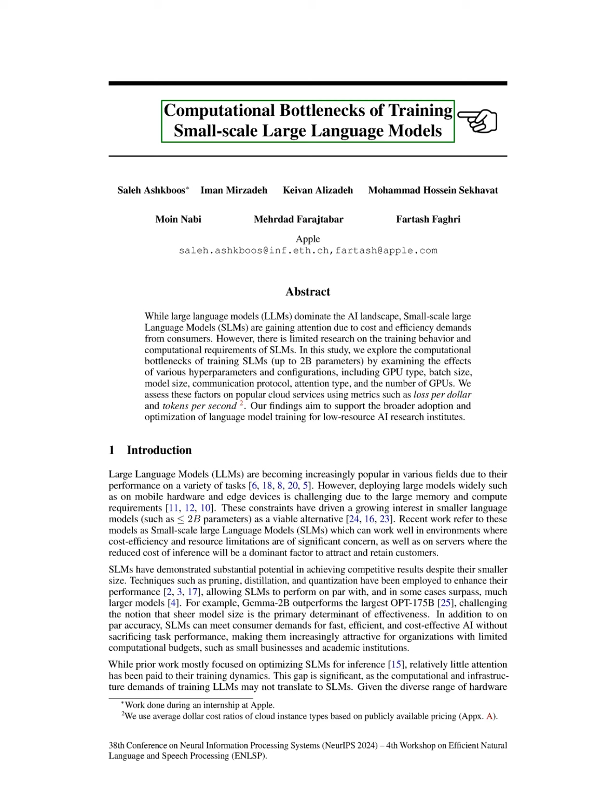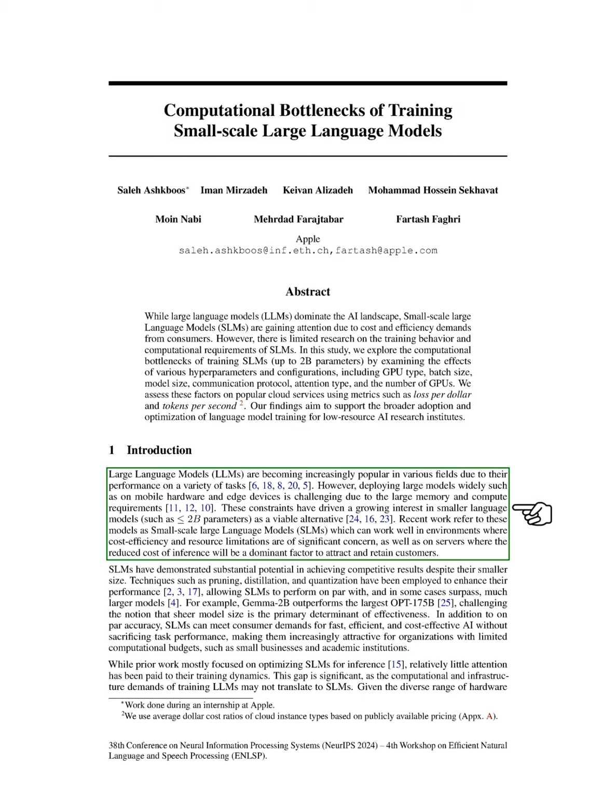Section: Introduction. In this section, we discuss the growing popularity of large language models, LLMs, across various fields due to their strong performance. However, deploying these large models on mobile devices and edge hardware is difficult because they require significant memory and computing power. This has led us to explore smaller language models, which we refer to as small-scale large language models, SLMs, typically with 2 billion parameters or fewer.